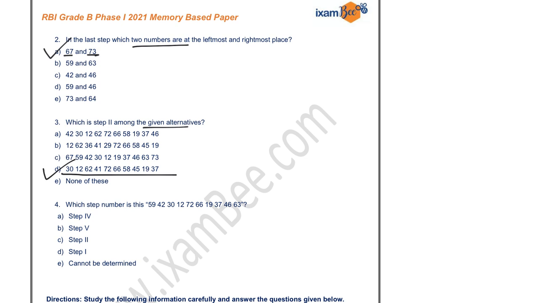Now your fourth question says, which step number is this? That is 59, 42, 30, 12, 72, 66, 19, 37, 46 and 63. If you focus on the arrangement, you will find that this particular step is step number 4, and thus option A is the correct answer.